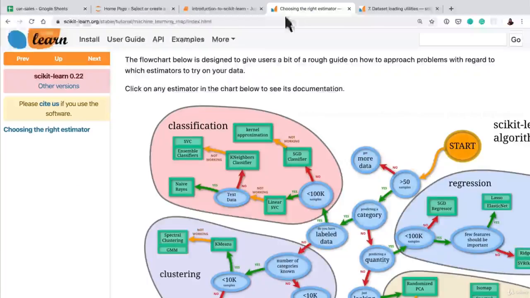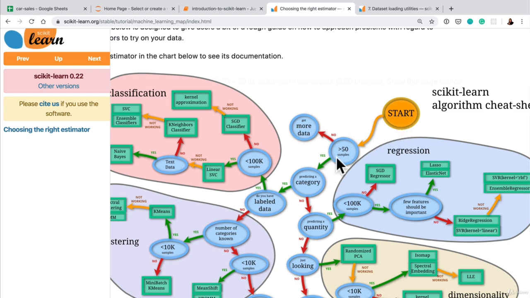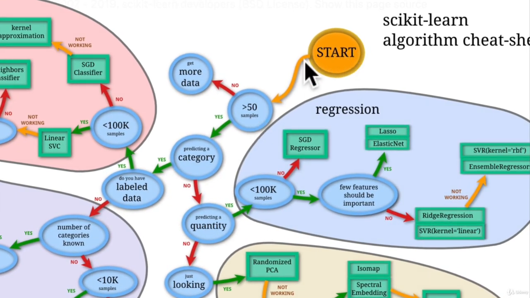We go back to our machine learning map. We come right to the start and follow this little golden arrow. Beautiful. Do we have above 50 samples? Yes. See, if we didn't have above 50 samples, Scikit-learn would be telling us to get more data, which makes sense. Are we predicting a category? No. Are we predicting a quantity? Yes, because we are working on a regression problem. Do we have over 100k samples? Under 100k samples? Yes. Few features should be important.